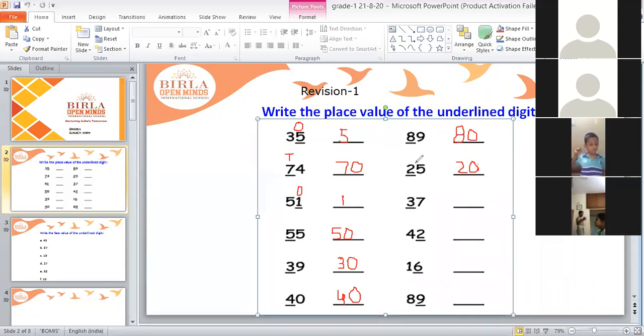Arhan, will you tell me the answer? 37. 30. Yeah, that's correct. The answer is 30. Here the underlined number is 3, and 3 is in tens place. So we will write this 3 and after this 3 we will put 1, 0 here. So the place value of 3 in number 37 is 30.